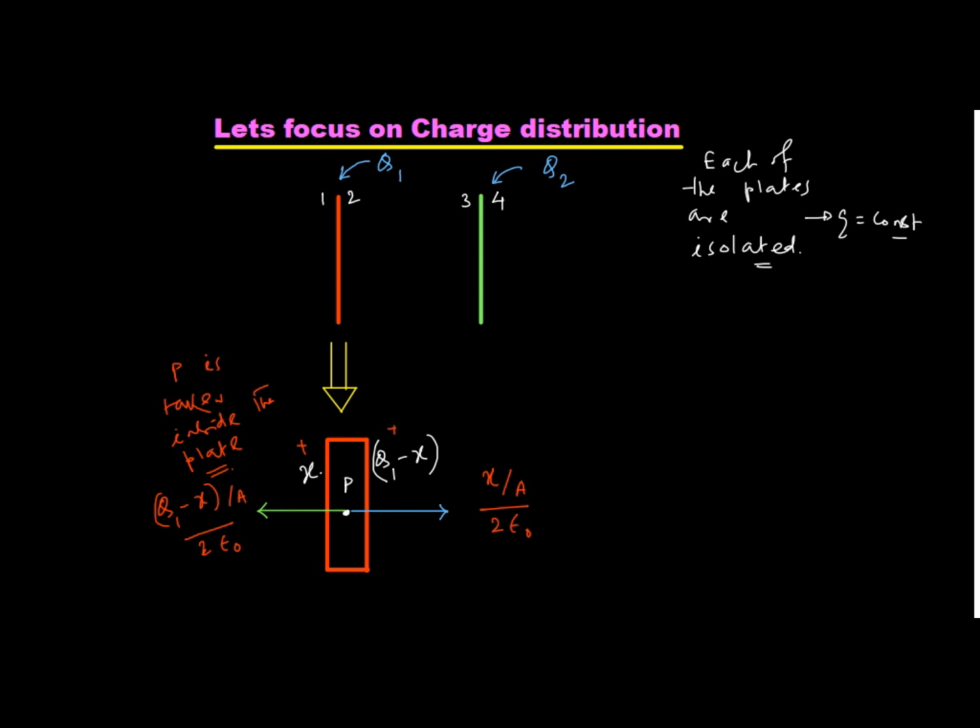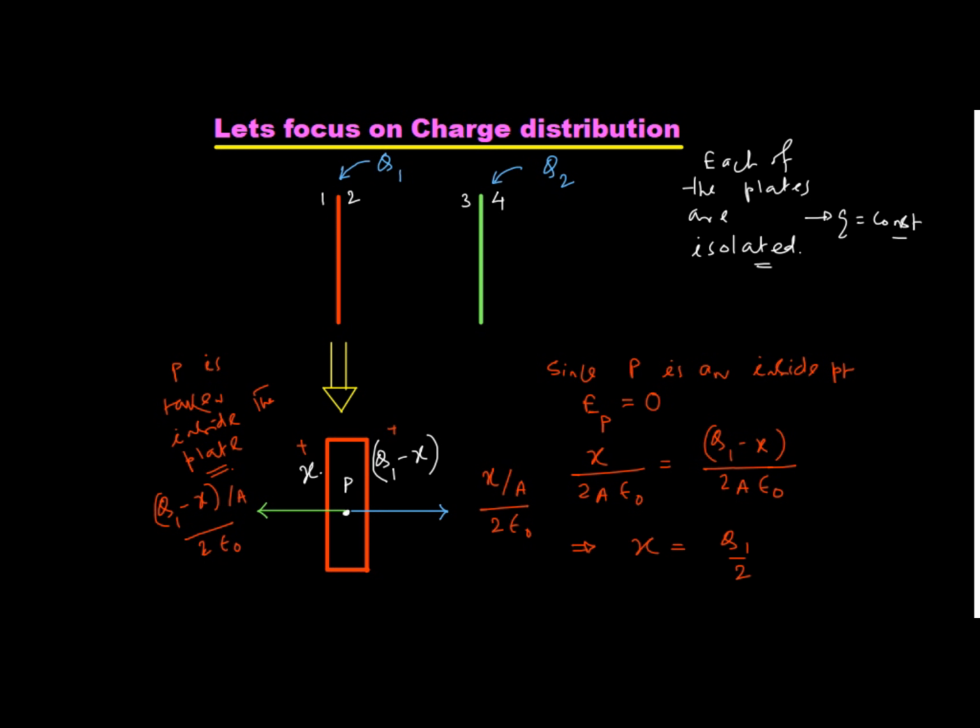And as I have said, since P is an inside point, the electric field at point P has to be equal to 0. So if it has to be 0, then these two fields must balance each other. So x by 2A epsilon naught is equal to q1 minus x divided by 2A epsilon naught. From there you can clearly see that x comes out to be q1 by 2, right? Correct.